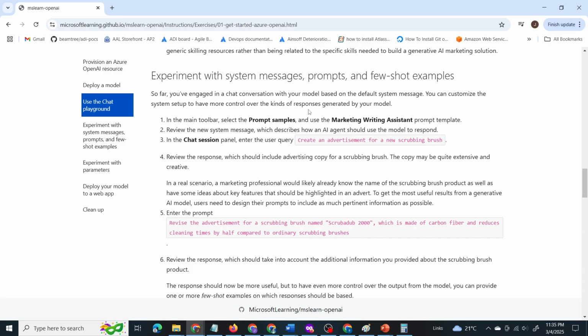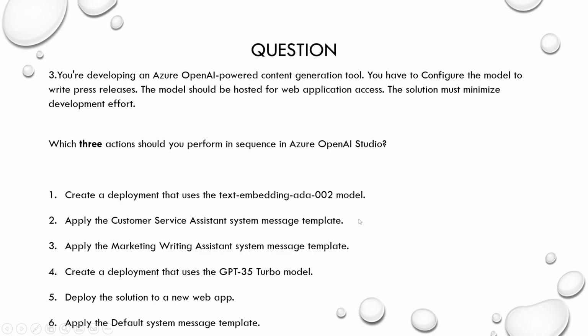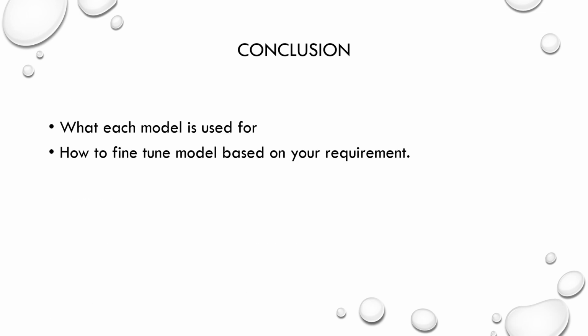Now let us get back to the question. So the first step is to create a deployment, and the model to use is the GPT-35 Turbo model. And the next step is to apply the marketing writing assistant system message template. And the third and final step is to deploy the solution to a new web app so that the users can access our model.